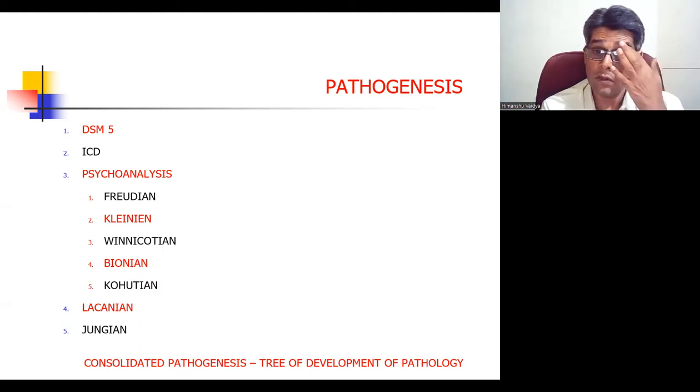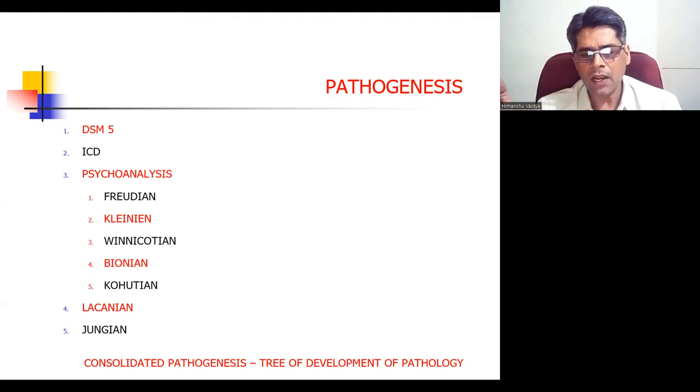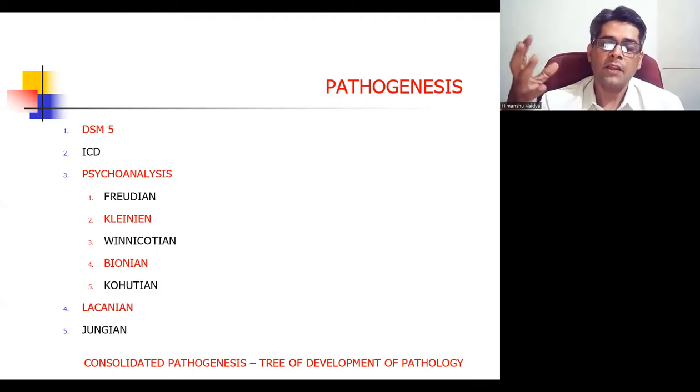So each school gives its own pathogenesis for the single sickness. Take the second example of depression. For Freud, depression, he gave two explanations of depression. First explanation was, when you lose a person to whom you are narcissistically related and for whom you have an ambivalent relationship, which means love and anger towards the same person. When such a person goes away, either by death or by abandonment, there is no way to substitute that person by somebody else.